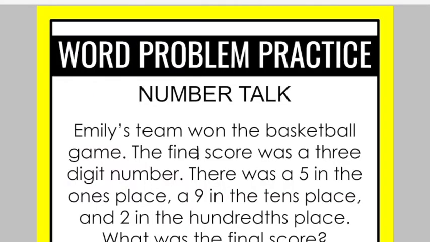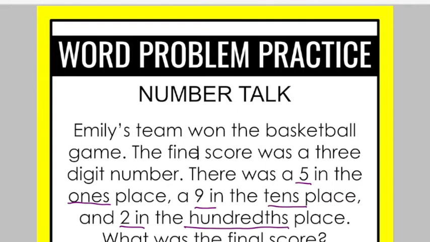All right, now we're going to move on to a word problem. Remember, when we're working on word problems, we read, draw, and then write. So let's start with the reading. Emily's team won the basketball game. The final score was a 3-digit number. There was a 5 in the ones place, a 9 in the tens place, and a 2 in the hundreds place. What was the final score?